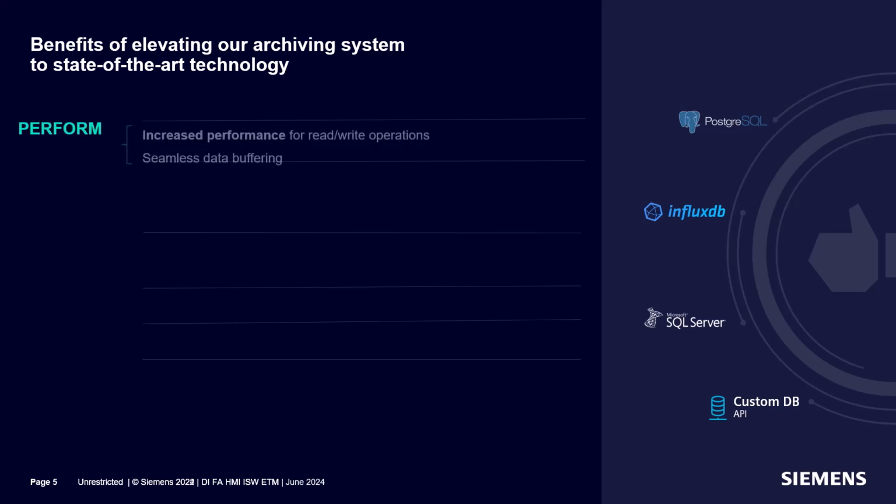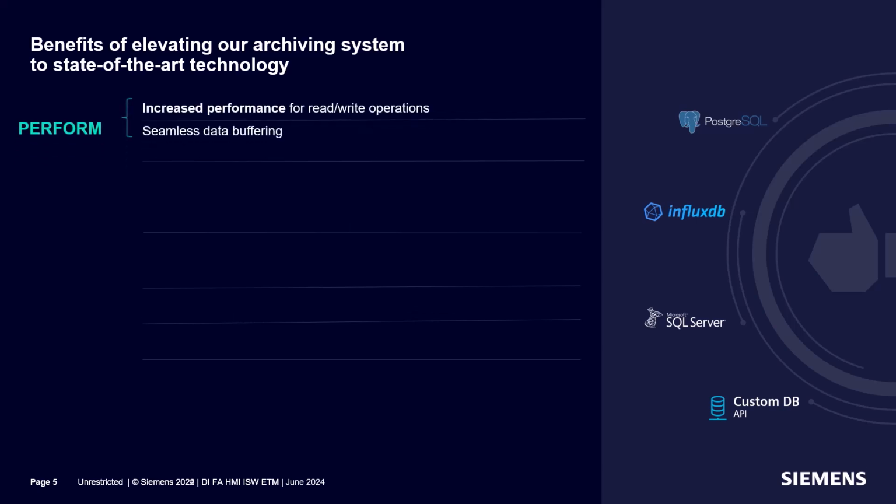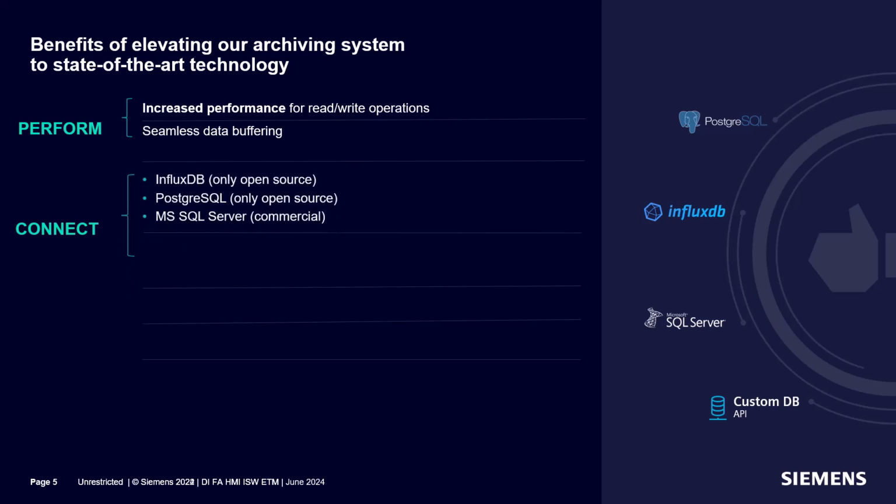The NGA offers increased performance for read and write operations compared to traditional value archives in HDB, Oracle RDB, and RAMA. It also provides seamless data buffering. The NGA is able to connect to a variety of modern databases, including InfluxDB, PostgreSQL, and Microsoft SQL Server, and is able to connect to any other database with a custom implemented backend API. This flexibility allows us to choose the best database for your specific needs.